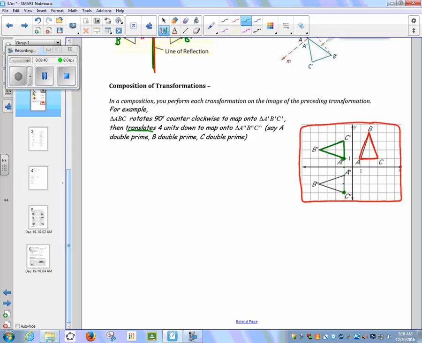Oh, sorry. It's actually not right because of the, oh boy. So it's actually not translating. This is actually a reflection because A prime reflects to A double prime. B prime reflects to B double prime. And C prime reflects to C double prime. So it's actually reflecting over the x-axis. So we should change that. Reflects over x-axis onto A double prime, B double prime, C double prime.